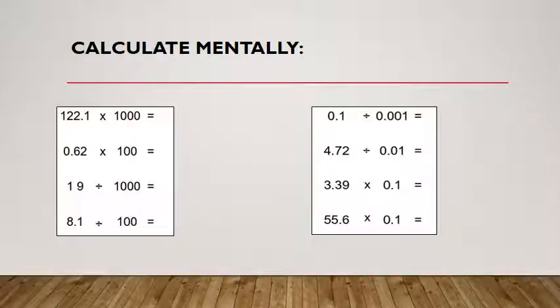In this exercise, I'm going to calculate mentally the following. If I have times 1000, I have to move the point 3 digits to the right. So I will get 1, 2, 2, 1 and 2 zeros, because every empty place is filled with 0. Times 100, the same concept, I will get 62. Now divide by 1000, I pretend that there is a point and I'm going to go backward 3 digits. Every empty place is filled with 0, so it's 0.019.